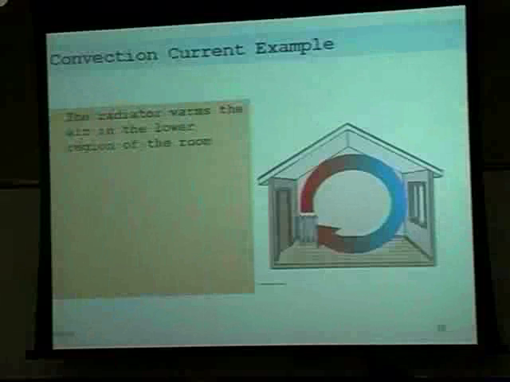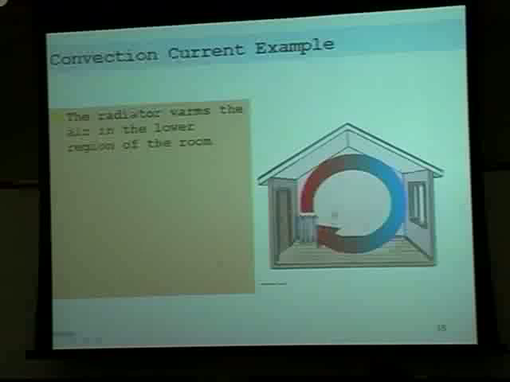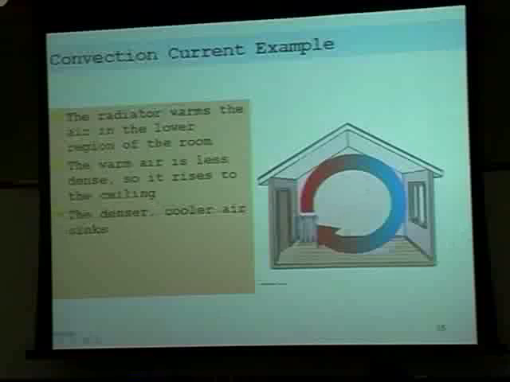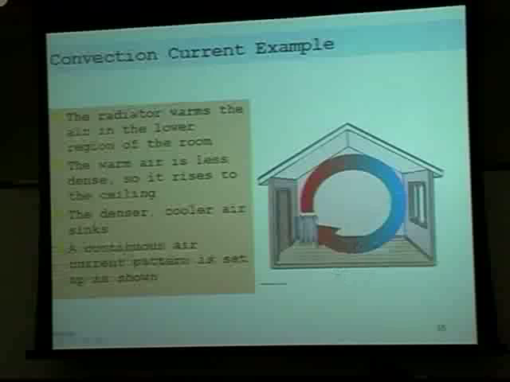Convection example. Here's a radiator in a room. The radiator warms the air in the lower part of the room. Heated air is less dense. It rises because it's less dense than the other air, so it rises to the ceiling. The denser and cooler air that was up there tends to fall. And as some air is rising and the other air is falling, it causes a current of air, which would be your convection current.